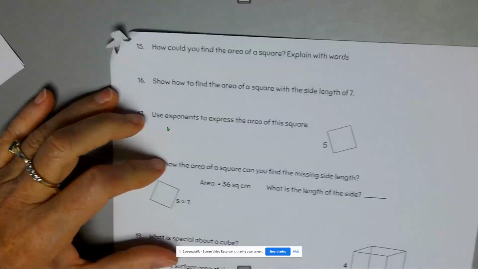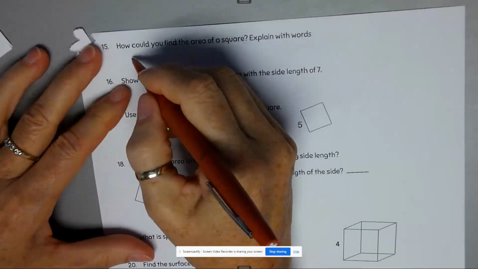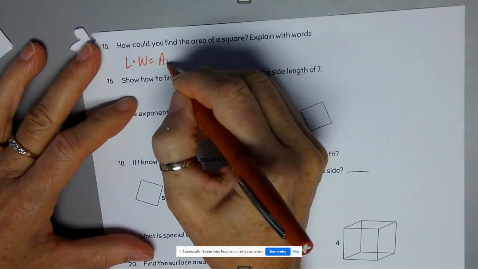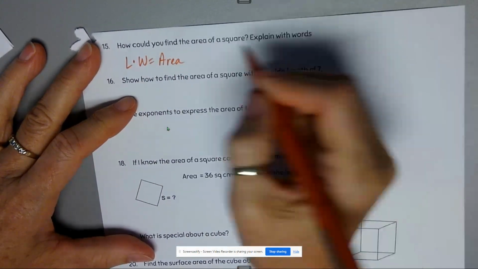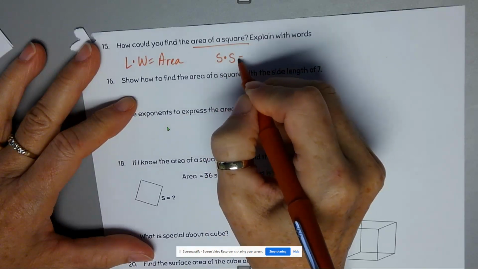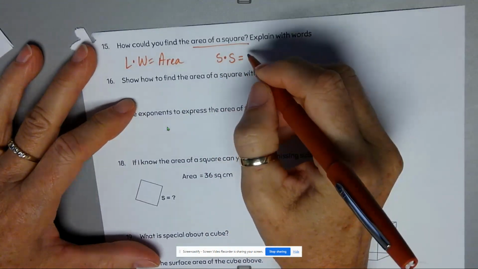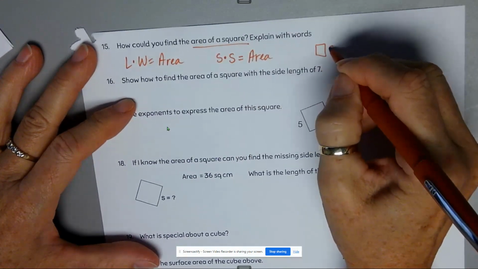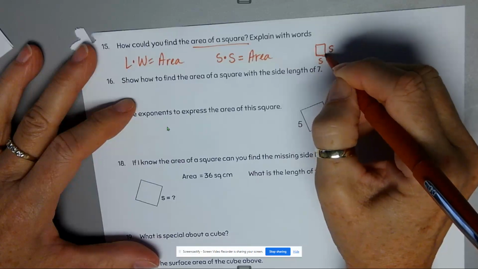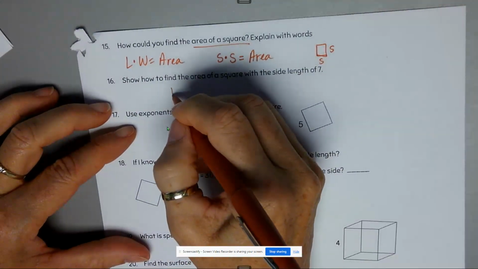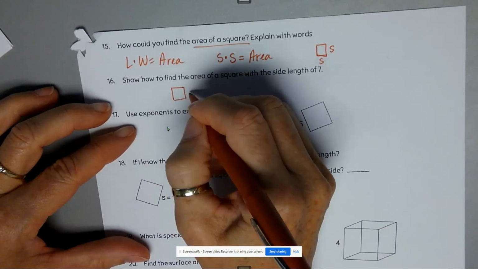How do you find the area of a square? Well, a square is a rectangle, so length times width would work for area. But squares are special because their side lengths are the same. So a lot of times we'll write it as side times side equals area. So thinking of my square, the sides are the same. How would I find the area of a square with a side length of 7? I like to sketch my square.